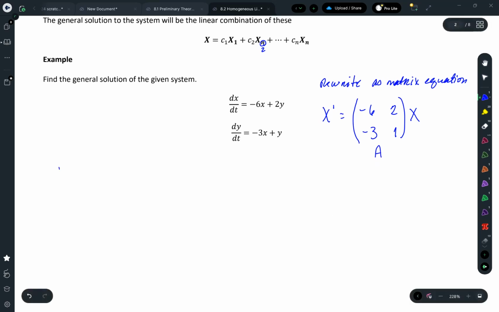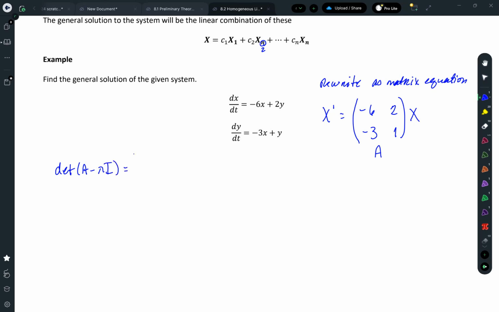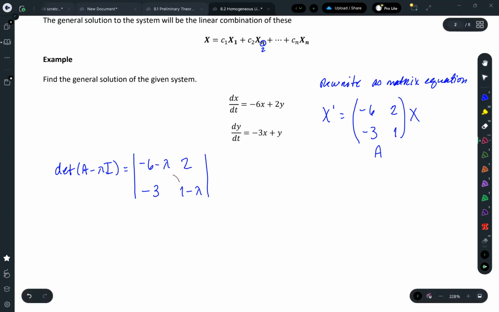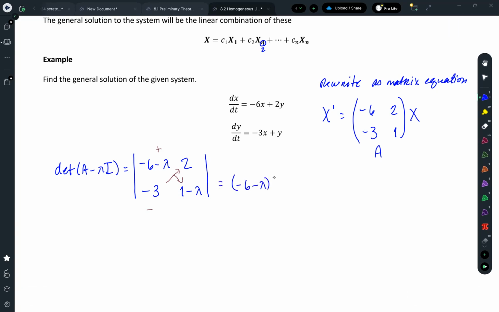So then we need to calculate the determinant of A minus lambda I. That is, we look at the straight up and down bars. We're going to put across the diagonal the A components, whatever they are, then minus lambda. So we get minus 6 minus lambda, and then 2, and then negative 3, and then 1 minus lambda. So we calculate this determinant by using that diagonal product that we learned, and that's going to give us, in quantity, minus 6 minus lambda, times in quantity 1 minus lambda, minus the negative 6, so that'll be plus 6.